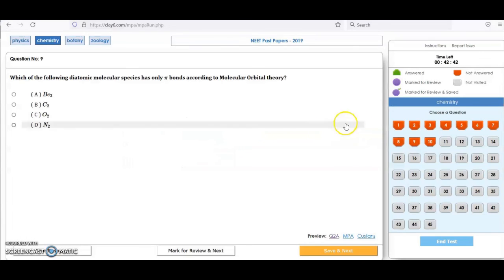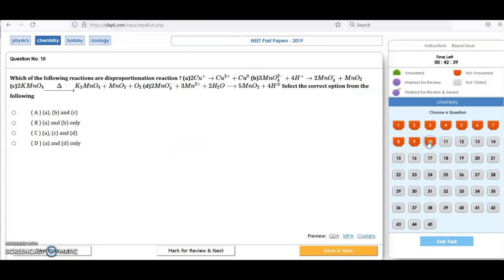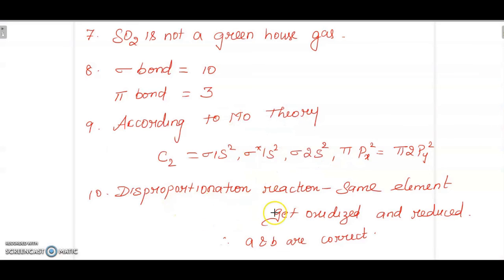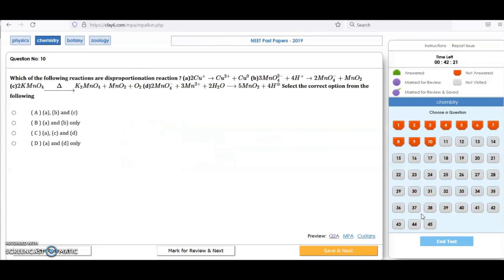And when we look at question number 10, which of the following reactions are disproportionation reactions? The definition is very clear: a disproportionation reaction means the same element gets oxidized and reduced. When you look at the reactions, it is option A and B. Both are disproportionation reactions. Hence, option B will be the right option.